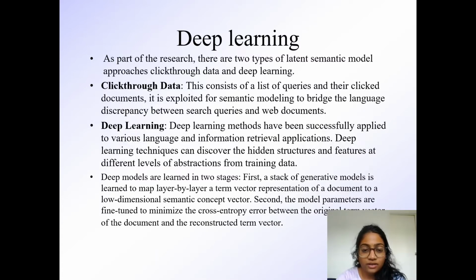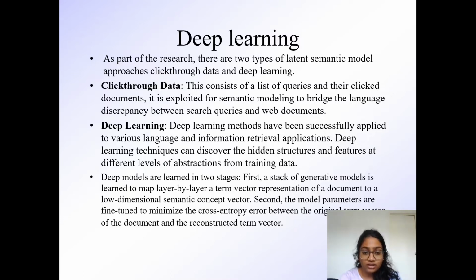Hello guys, I'm Spandana. Now I'm going to explain two types of latent semantic model approaches. One is click-through data, another is deep learning. Click-through data consists of a list of queries and their clicked documents. It is exploited for semantic modeling to bridge the language discrepancy between search queries and web documents. Deep learning methods have been successfully applied to various language and information retrieval applications. Deep learning techniques can discover hidden structure and features at different levels of abstraction from training data.